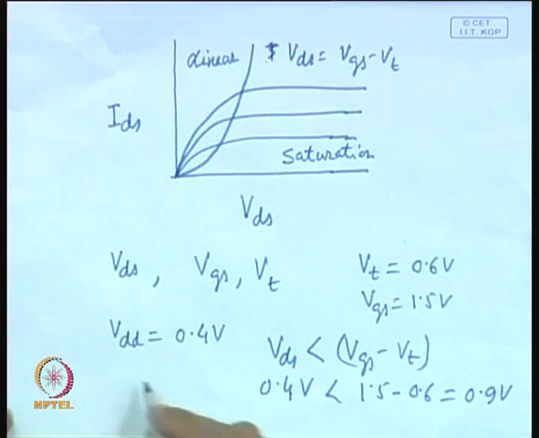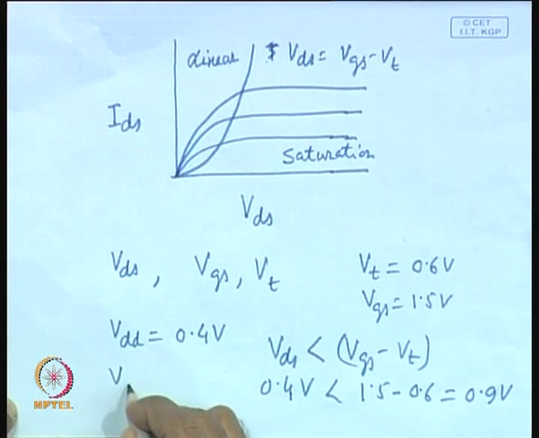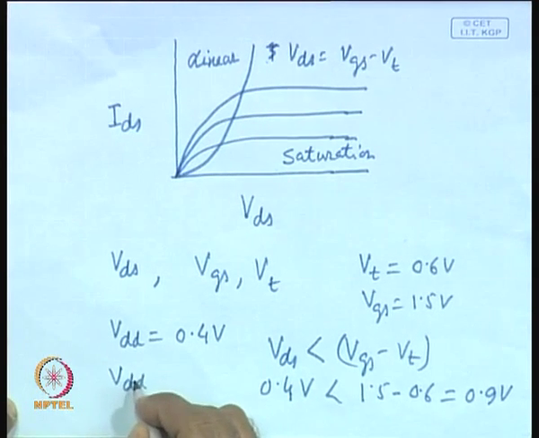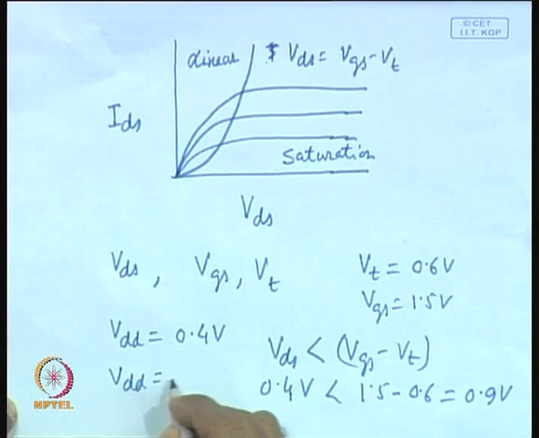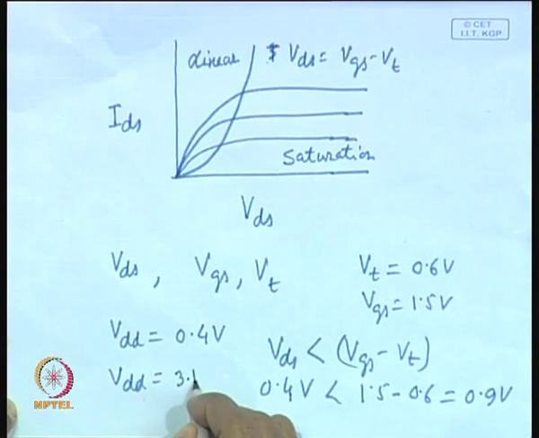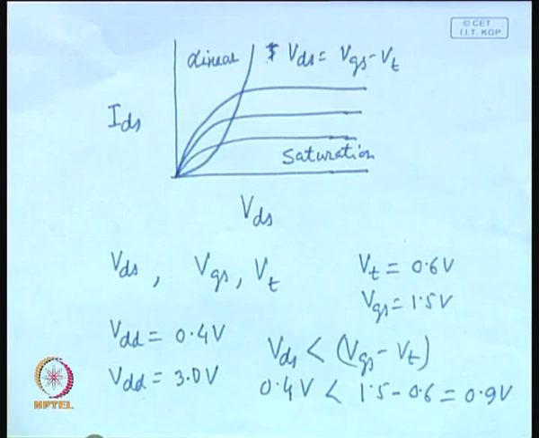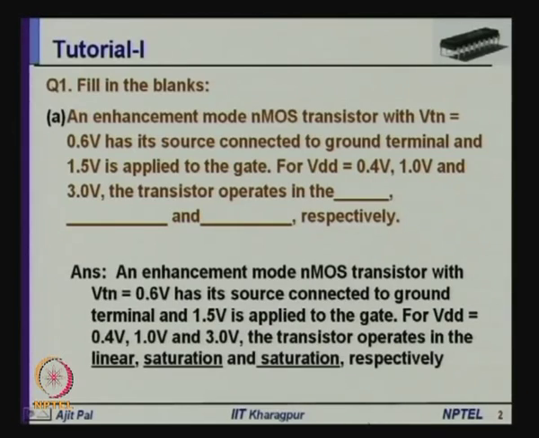In the third case, when VDD, which is essentially the supply voltage across drain and source, is equal to 3 volt, then also it will be in saturation. So, therefore, in this particular case, the answer is: it will be in linear region, saturation region and saturation region. Okay? So, this is the first question.